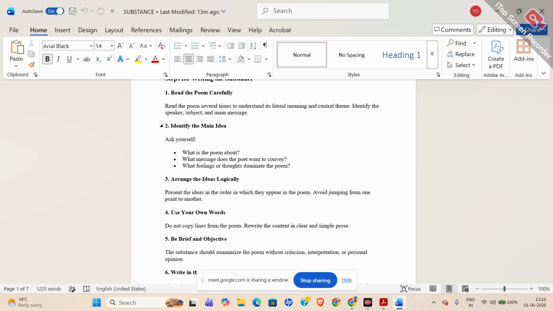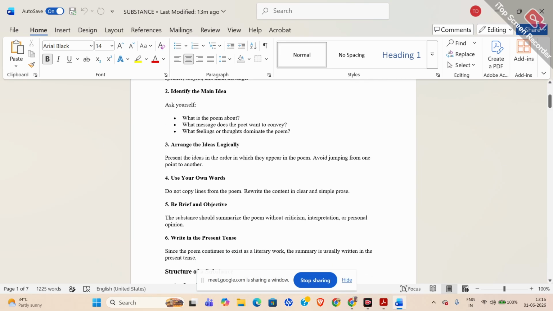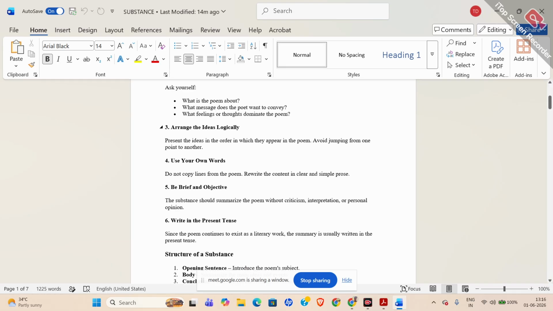So what kind of a poem is it? Is it a kind of a happy poem about something? Is the poem relating about some joyful event? Is the poet happy? Is his or her mood happy, or is the poet expressing sad thoughts, or is he anxious, he is worried about something, he is pondering about something in a thoughtful mood? So the mood of the poem, the thoughts of the poem, that you have to understand. This is number 2. Number 3 is arrange the ideas logically.